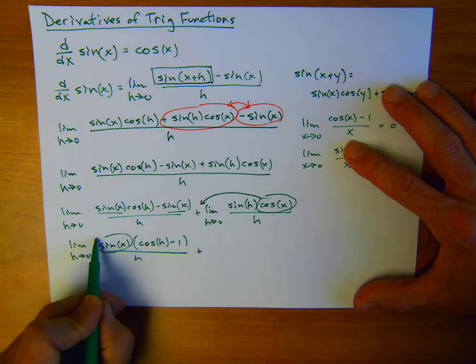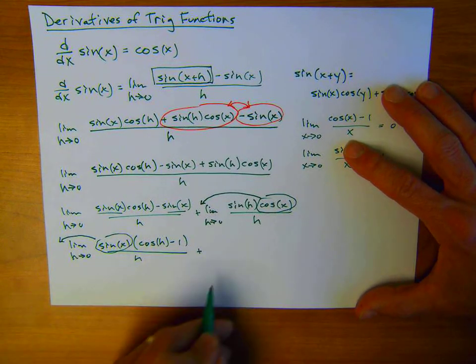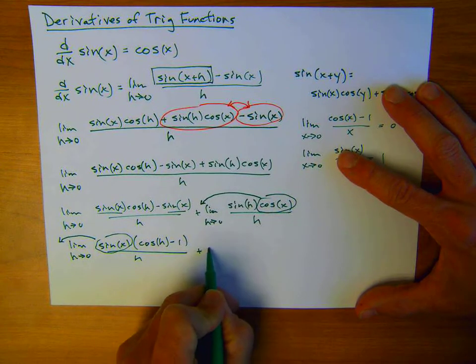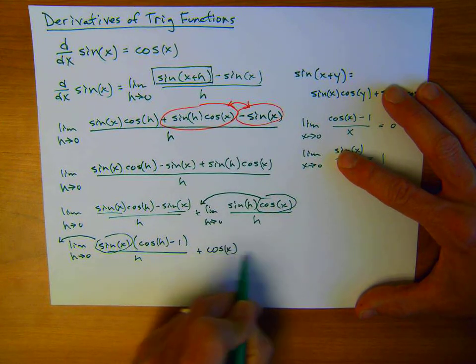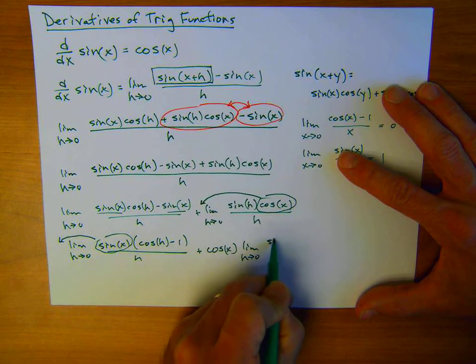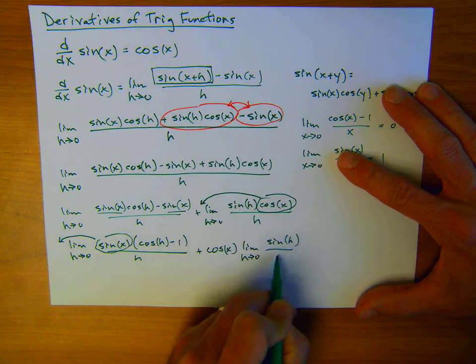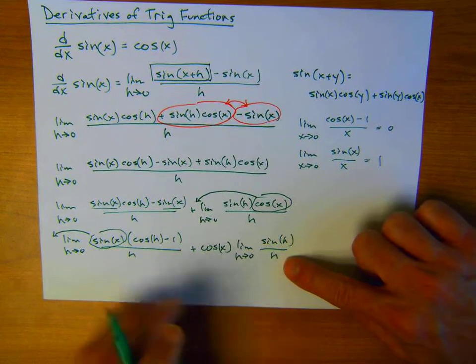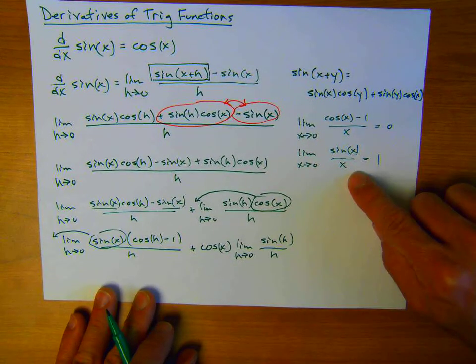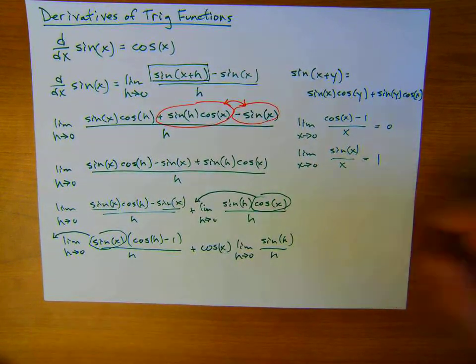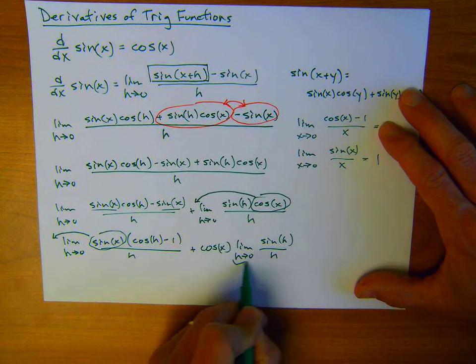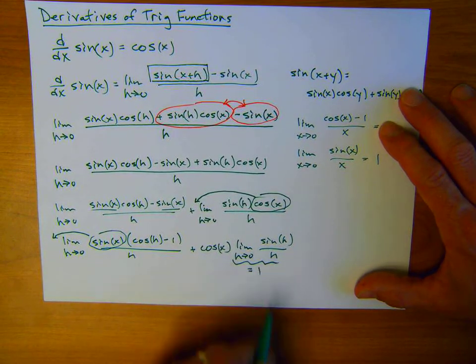Similarly here, this can come out front. So I'm going to do that in this case first. Bring this cosine x out, and I'm going to have the limit as h goes to 0 of sine of h over h. Again, the fact that we're calling it h instead of x doesn't matter. Ultimately, this limit will still equal 1.